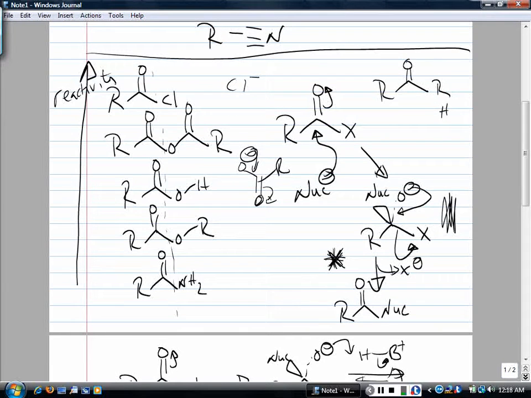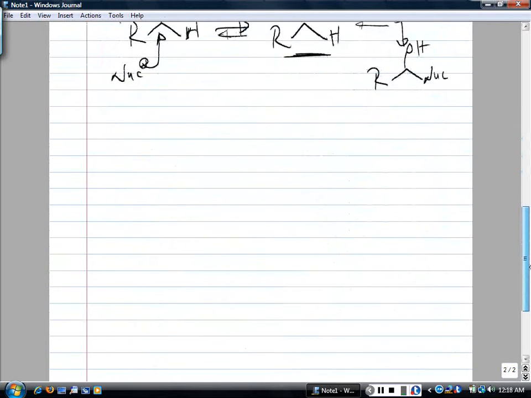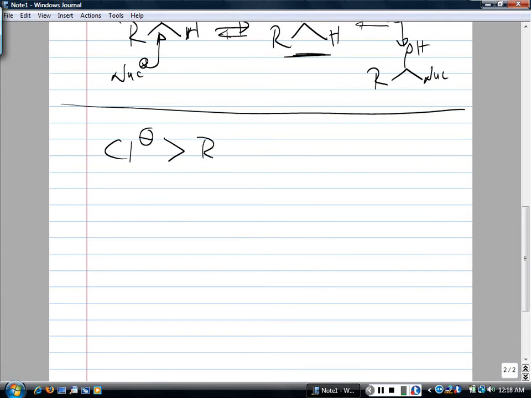So the relative reactivities of these acid derivatives mirror the stability of the conjugate base and mirror the leaving group ability. And since chloride is a better leaving group than carboxylate, which is a better leaving group than OH minus, better leaving group than OR minus, better leaving group than NH2 minus, right? Then the acid halide is by far the most reactive.